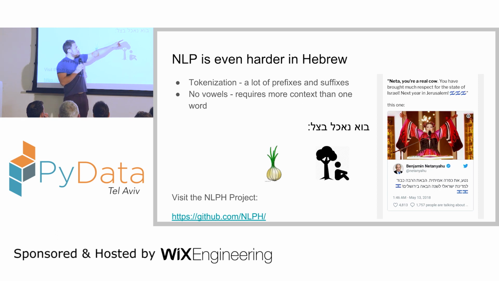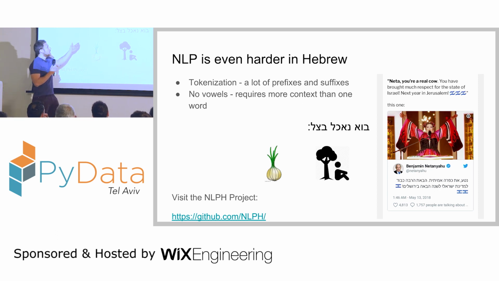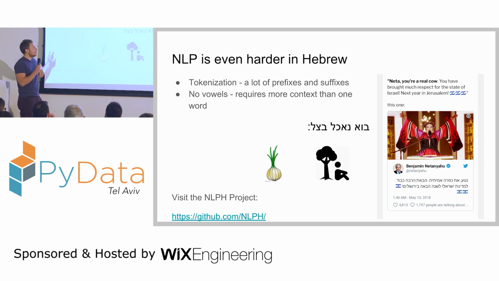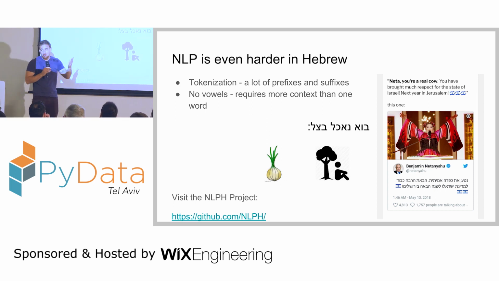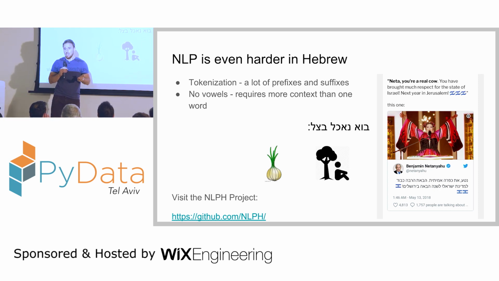Another example, בוא נאכל בצל, or בוא נאכל בצל. We don't have the vowels. We don't have nikud. We actually cannot know from the text. So we need a lot more context in order to do things that are actually trivial in English or Spanish.